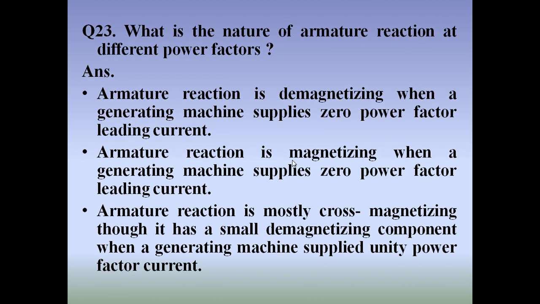Last question is, what is the nature of armature reaction at different power factors? Answer is, first, armature reaction is demagnetizing when a generating machine supplies zero power factor lagging current. Next, armature reaction is magnetizing when a generating machine supplies zero power factor leading current. Third, armature reaction is mostly cross-magnetizing, though it has a small demagnetizing component, when a generating machine supplies unity power factor current.